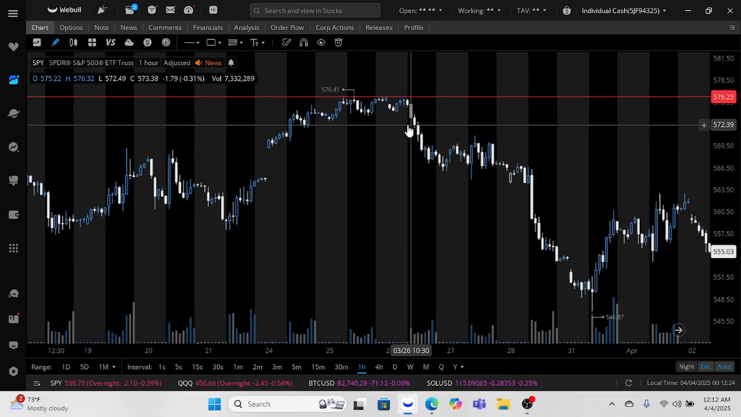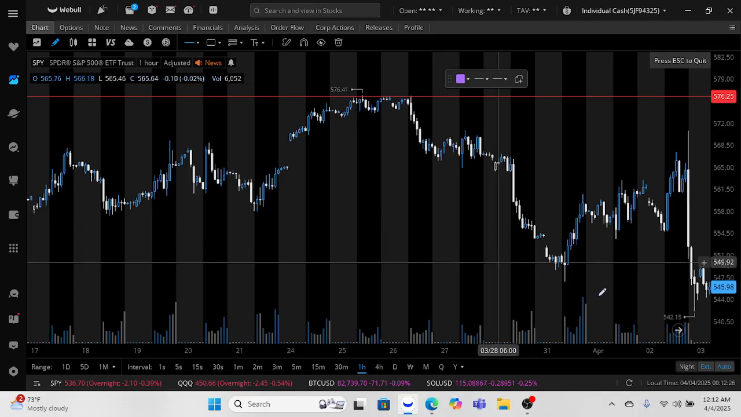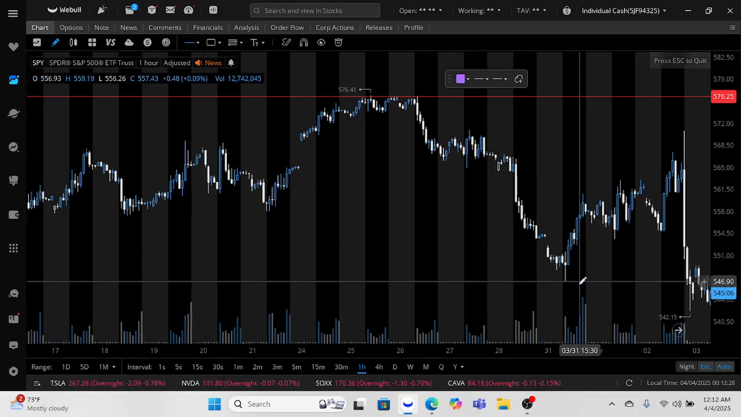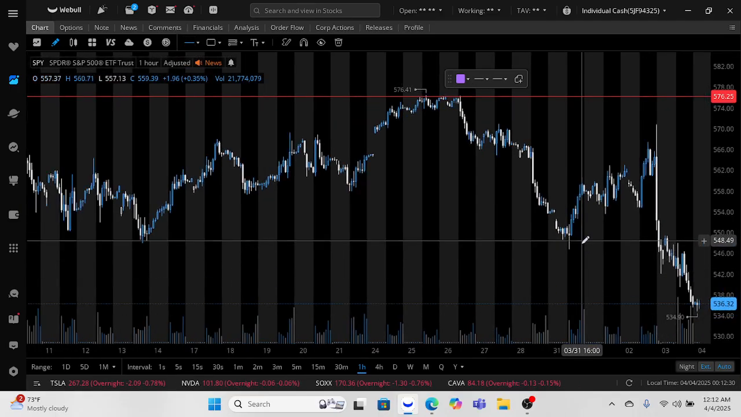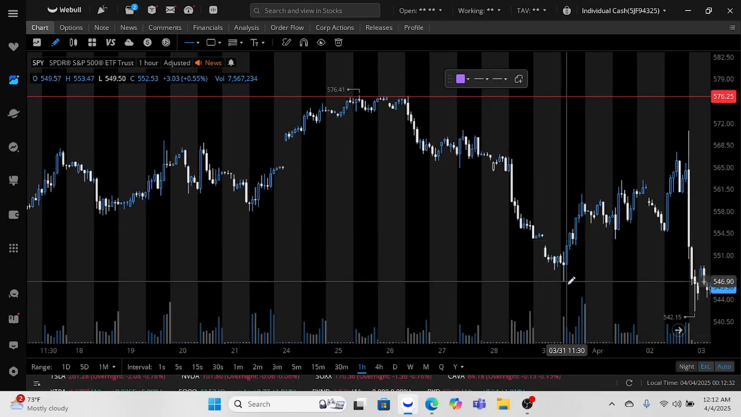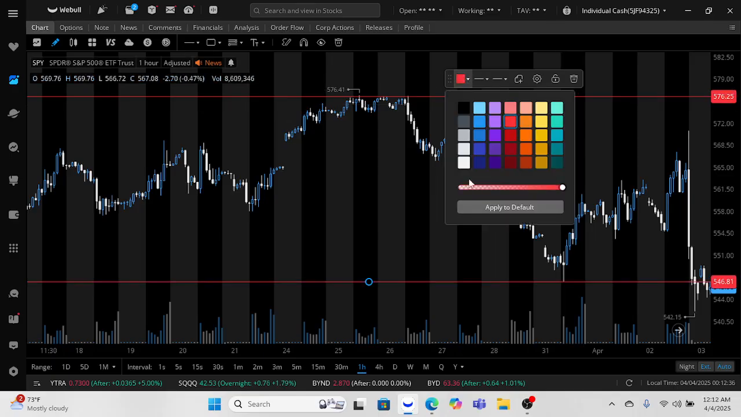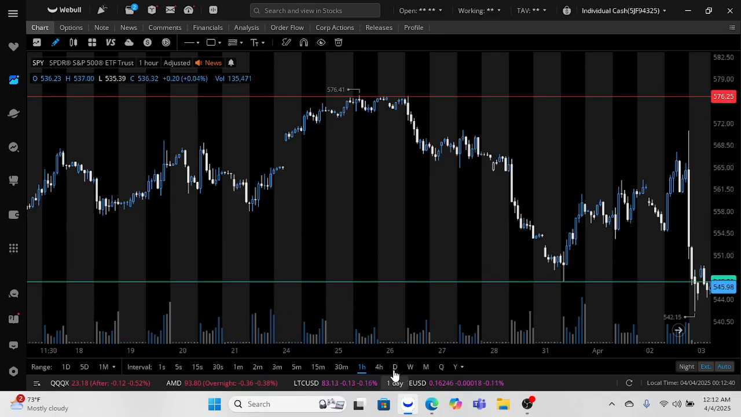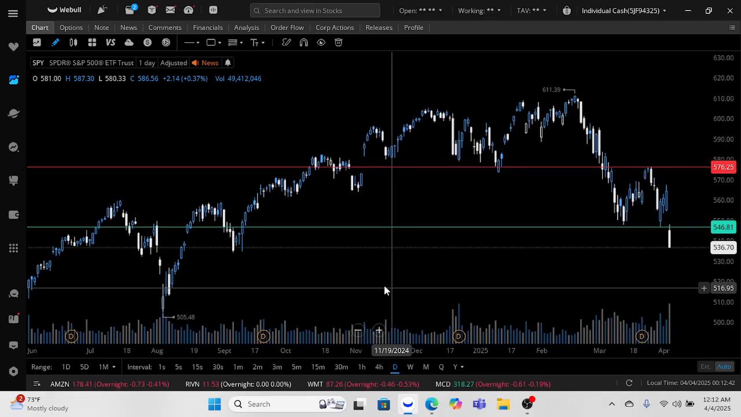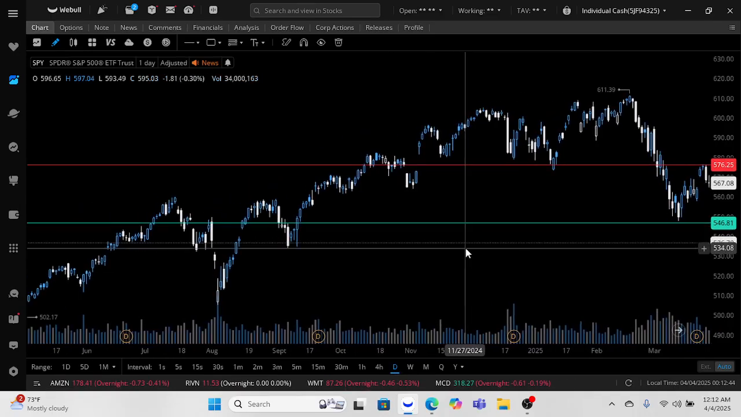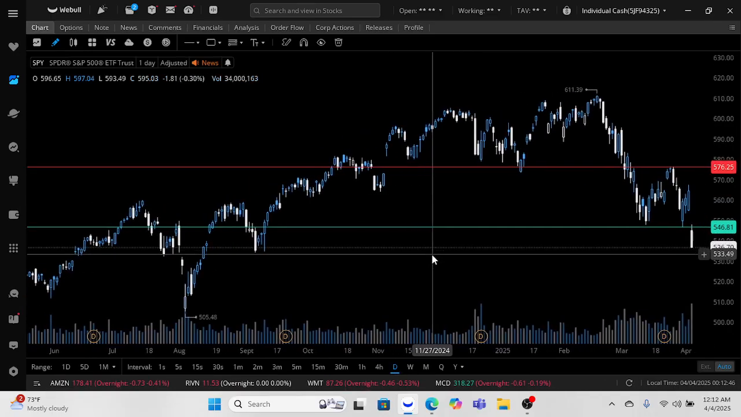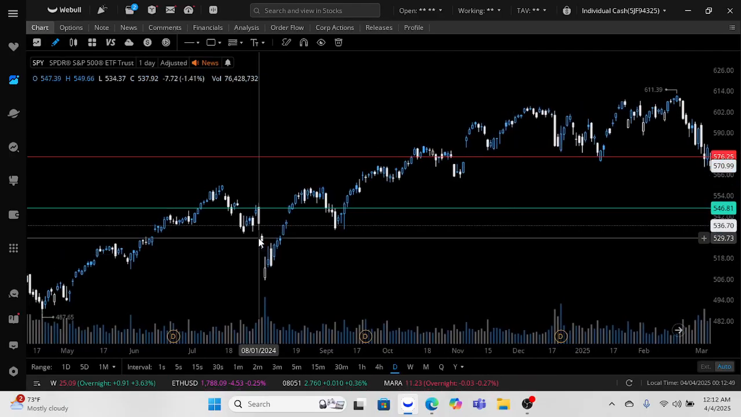Where did it go down to? Let's take a look at this low right here, before it went up again. Where did it stop? Make it green. Let's start at the daily. Okay, so this is where it stopped at before making that move up.